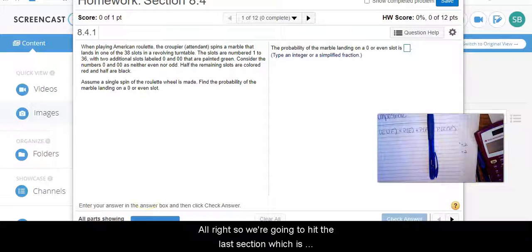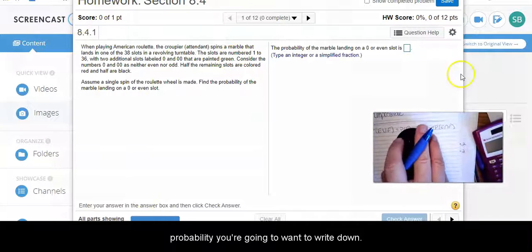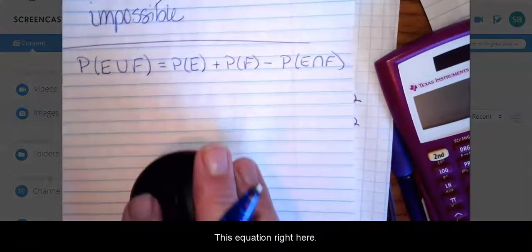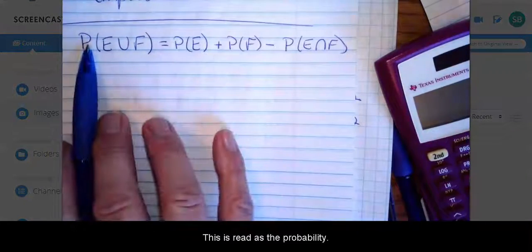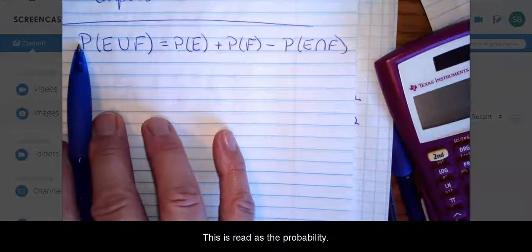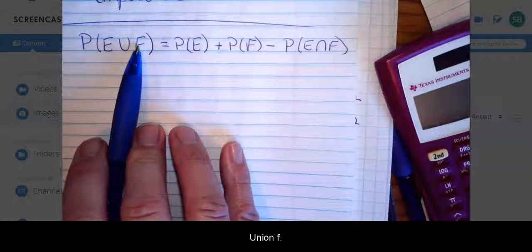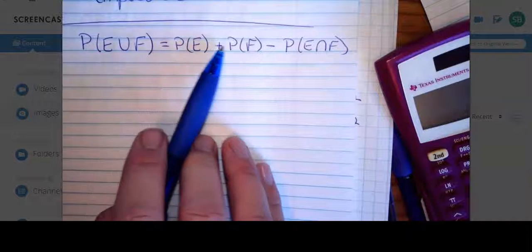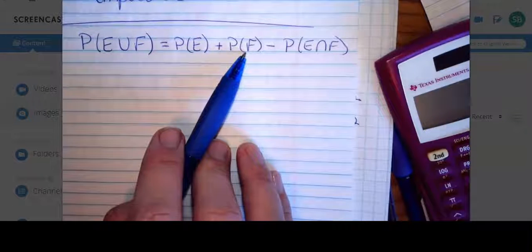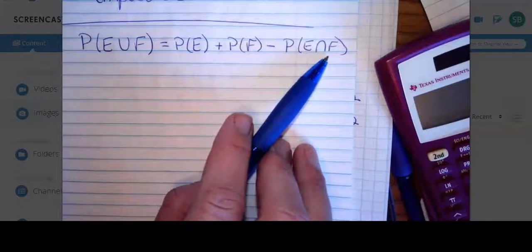All right, so we're going to hit the last section, which is probability. You're going to want to write down this equation right here. The way that this is read is the probability of E union F is equal to the probability of E plus the probability of F minus the probability of E intersect F.